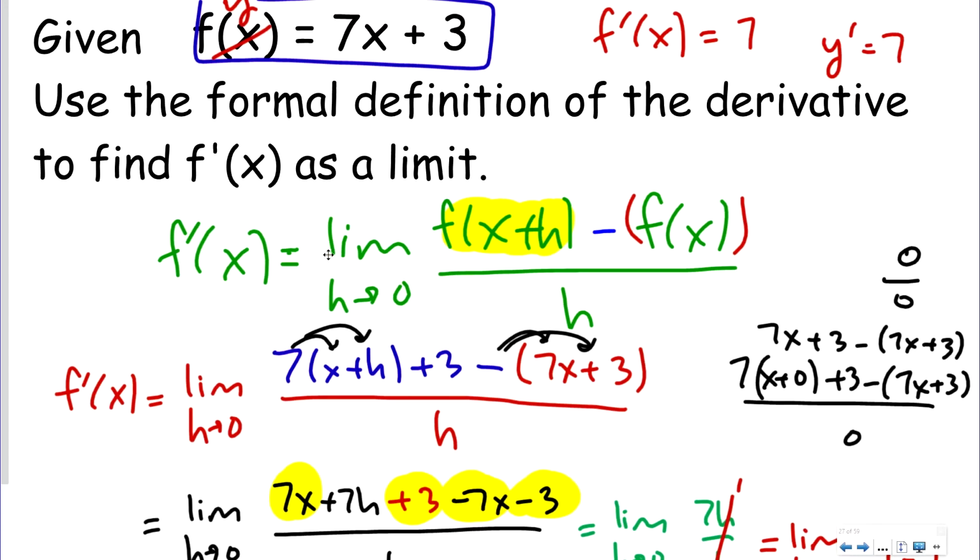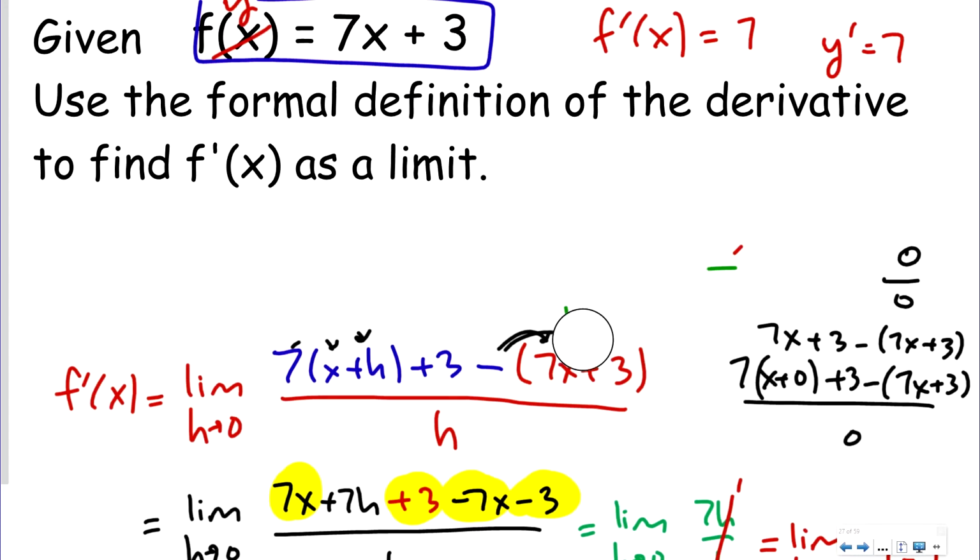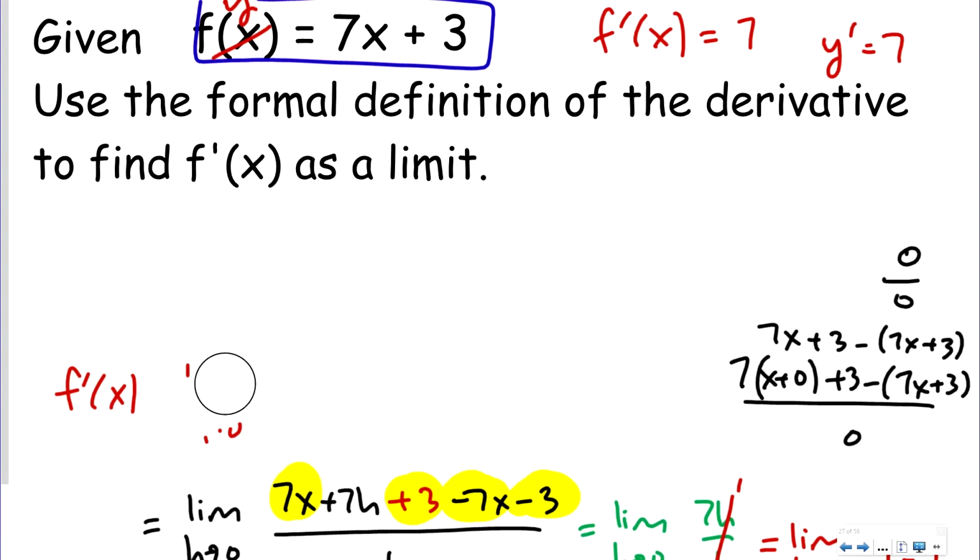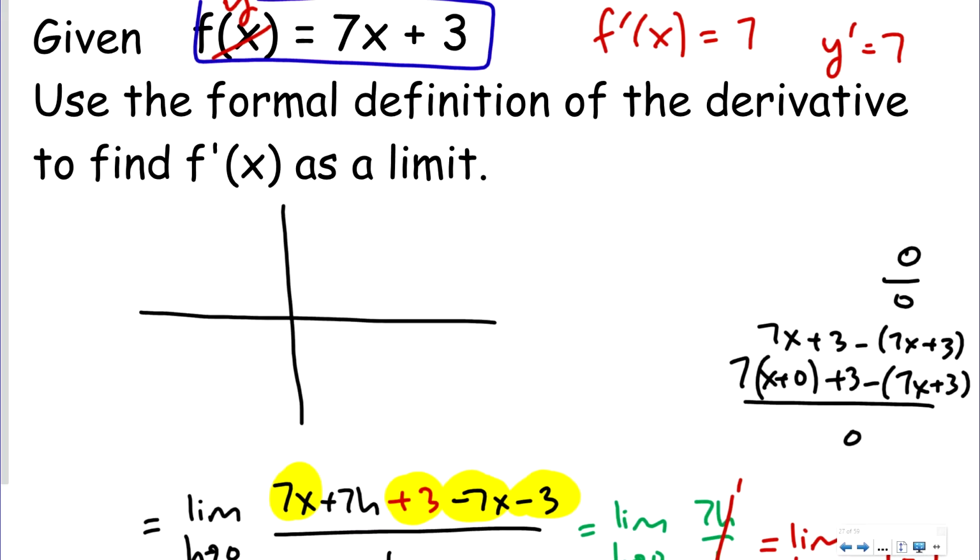Okay, let's talk about what we just did. What I just did was say that if you draw this picture, 7x plus 3, this is a y-intercept of 3, and I put in some sort of line that has a slope of 7, then for every point on this line, the slope of it can be expressed as this derivative, 7.